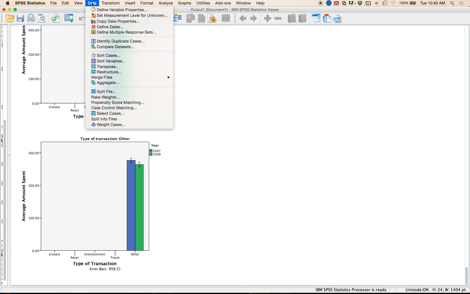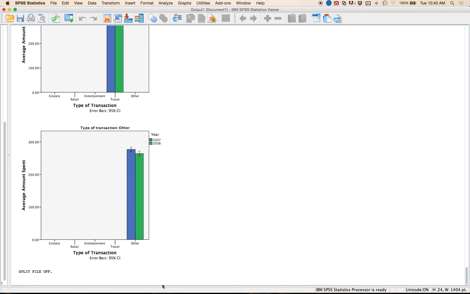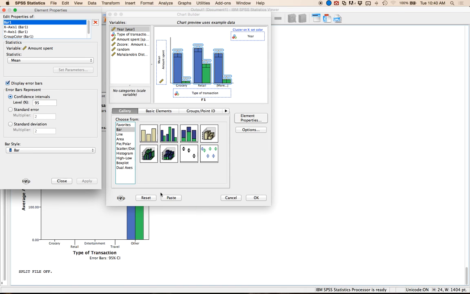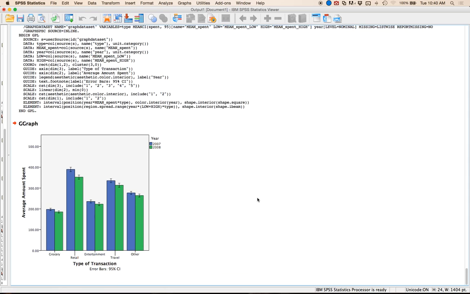Go to Data and Split File and do Analyze All Cases. Do not create groups, and then hit OK. Okay. So I wish again I would say there's some sort of visual discrimination that split file was on, but there isn't. So now let's make that graph again. So Graphs, Chart Builder. I have it all still set up because I haven't closed anything. Hit OK. This time I should get the graph I was expecting.